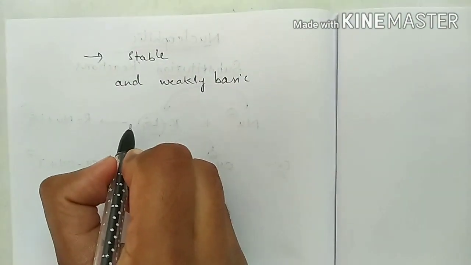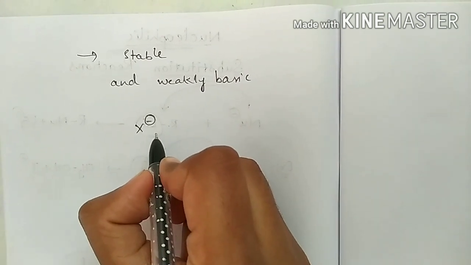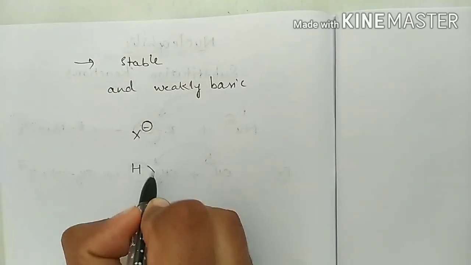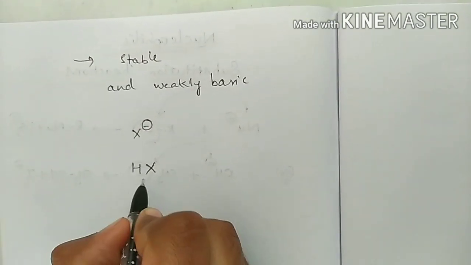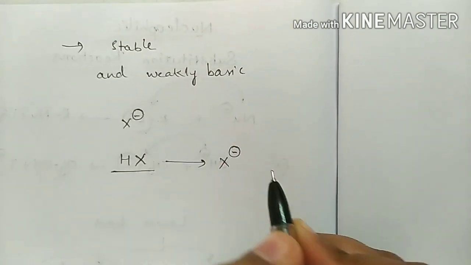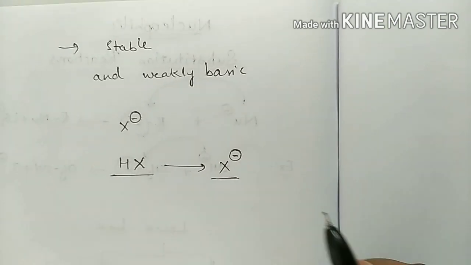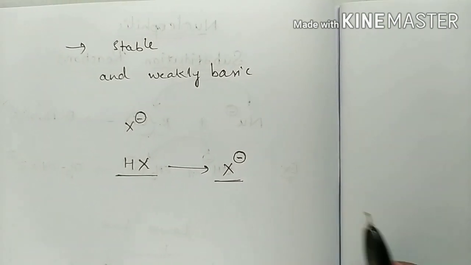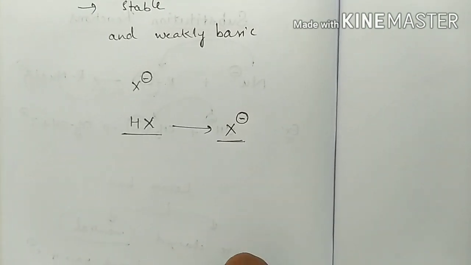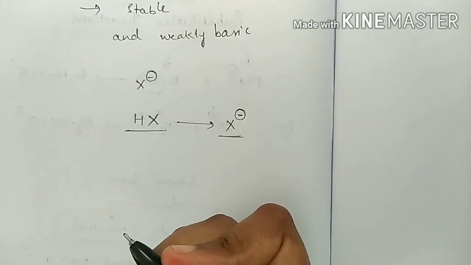For example, the halide ions are good leaving groups since they are the conjugate bases of the strong acids HX. Since HX is a strong acid, its conjugate base X minus is a weak Lewis base. So X minus is a good leaving group. Now we have understood what a leaving group is, what a good leaving group is, what a nucleophile is and the types of nucleophiles.